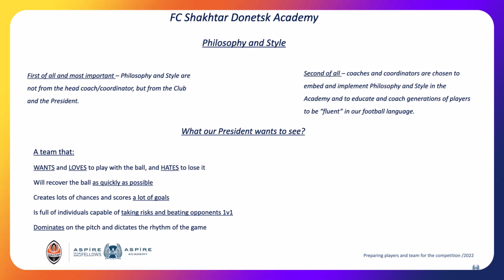So we start with a brief explanation of how the academy works and what the structure of the academy is. In my opinion, the most important thing is that the academy itself is the creation of the president of the club, and the academy needs to provide players for the first team. This is its first and most important task.